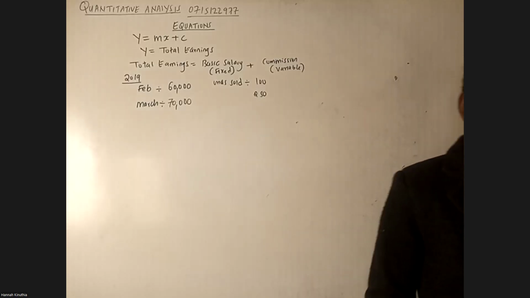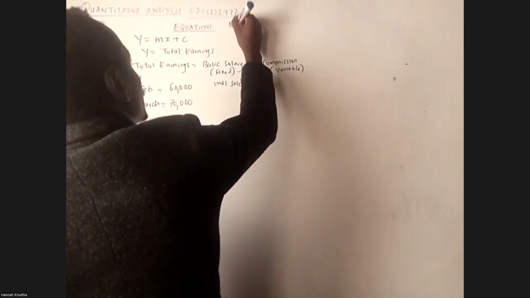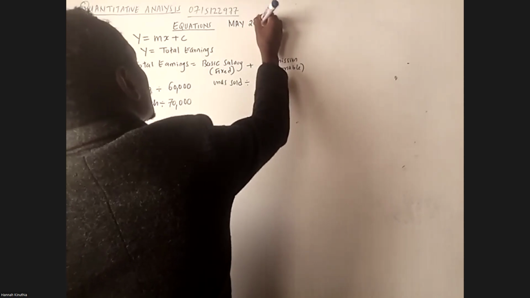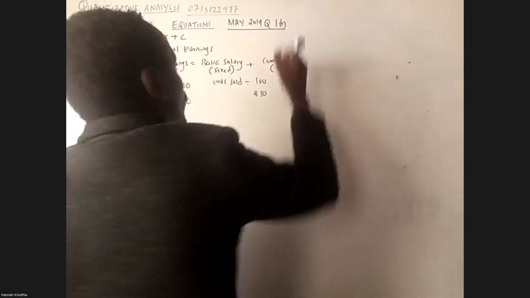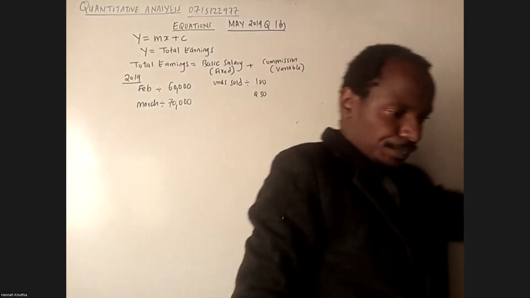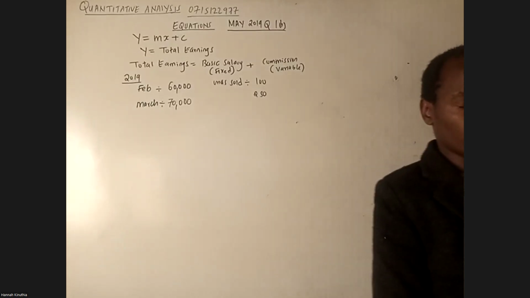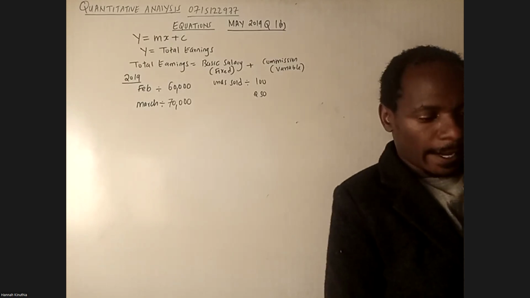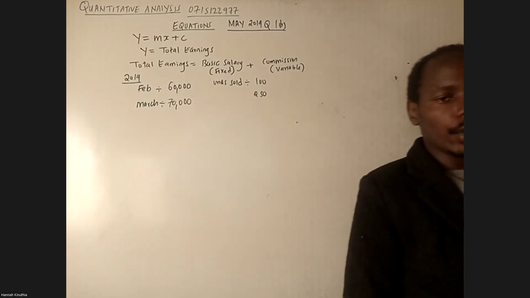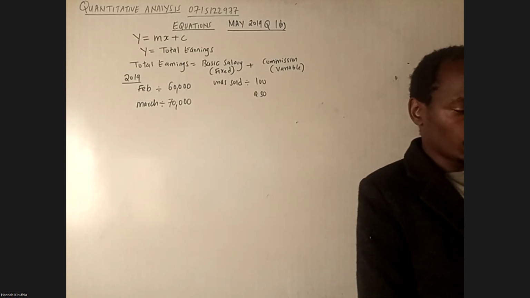So we are doing a question for May 2019. Those who are joining May 2019. Question number 1, I think number 1B. The question is about application of linear equations, and one of the applications of linear equations is how to compute salaries and wages. So we say one of the applications is computation of wages and salary.